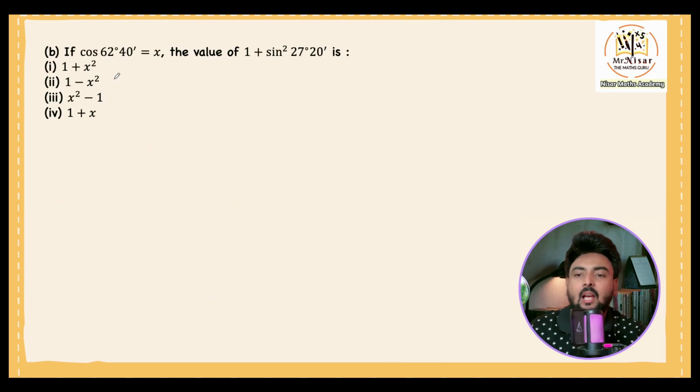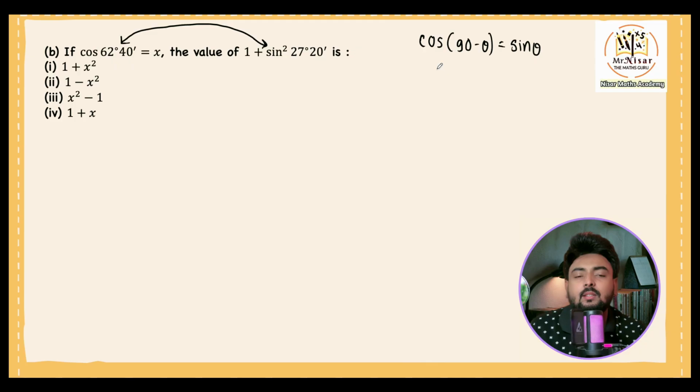Now children, see, we have the second question. Cos 62 degree 40 minutes is equal to x. The value of 1 plus sine square 27 degree 20 minutes we have to find here, and the 4 options are given to us. Children, if you concentrate on the question carefully, you will be able to see that these both are nothing but complementary angles, and you are aware that cos of 90 minus theta becomes sine theta. This is nothing but the complementary angles.